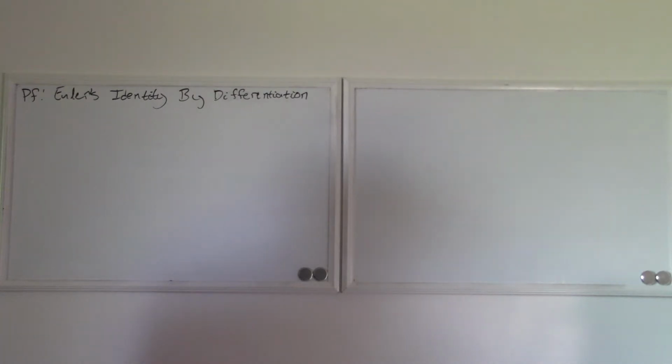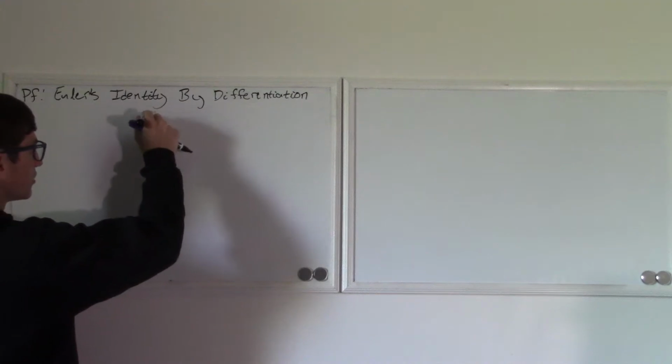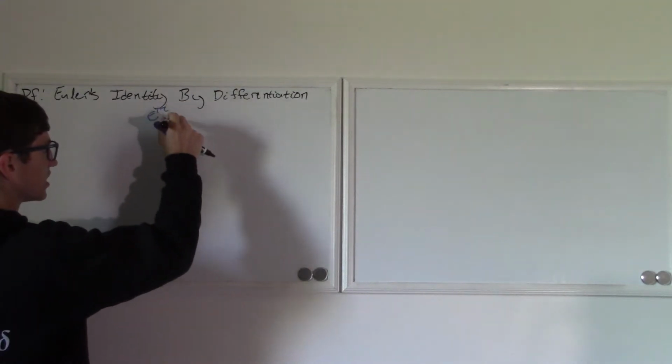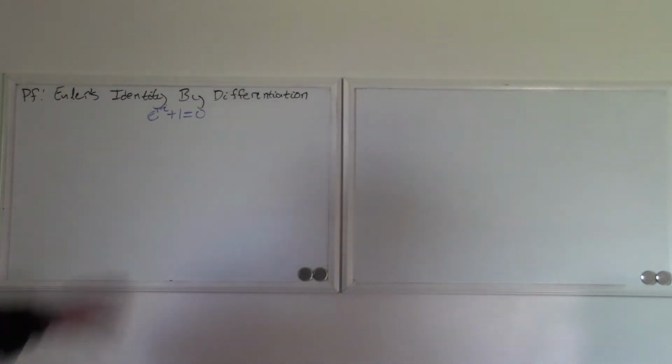Now, if you're not familiar with Euler's identity, it's just that e to the power of pi times i plus 1 is equal to 0, or that e to the power of pi times i is equal to negative 1. Okay.